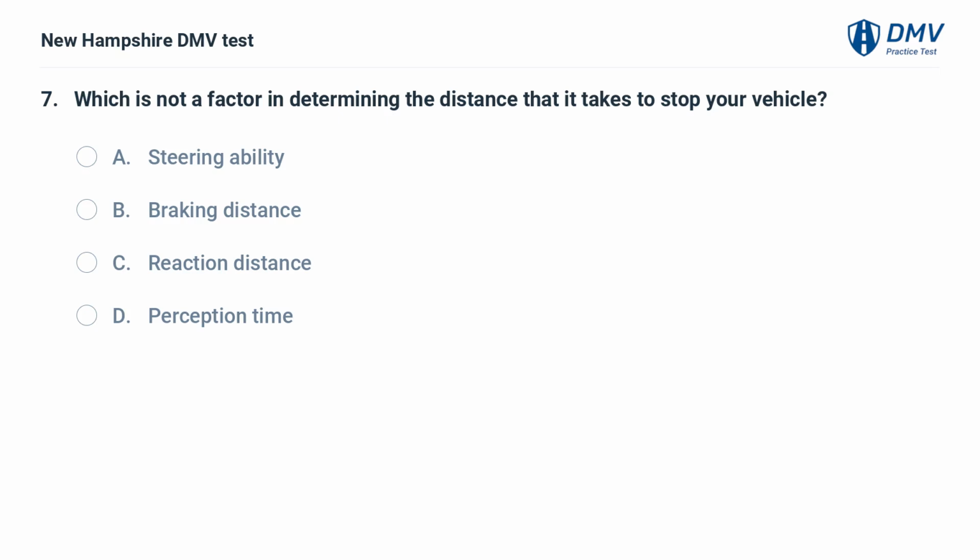Which is not a factor in determining the distance that it takes to stop your vehicle? A. Steering ability. B. Braking distance. C. Reaction distance. D. Perception time.